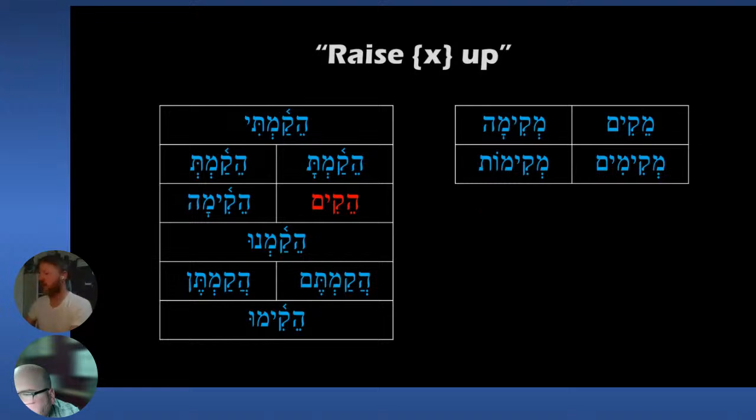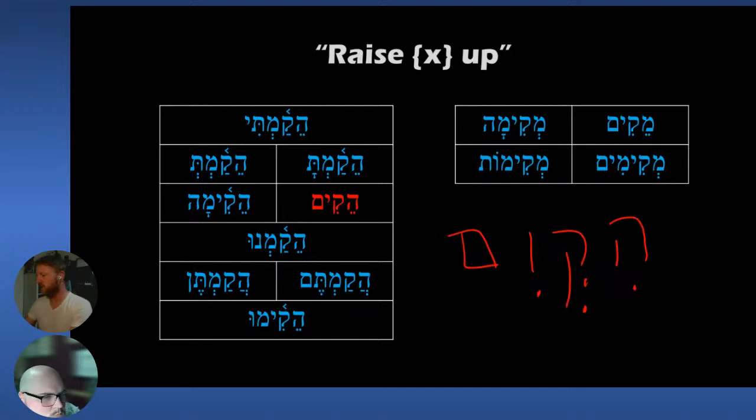Okay, so this is our root, kum. We want hikvim, that's what we would want if we were putting the root together. The vav is weak, so it drops out. Now this e is just hanging around out there and it joins itself to the kuf. Kim. So kum becomes kim.